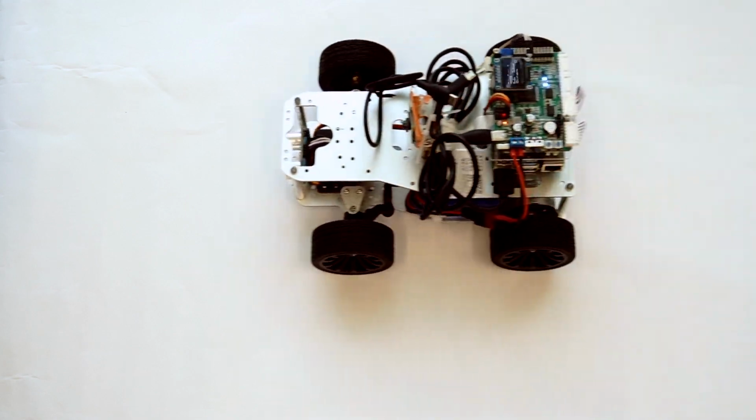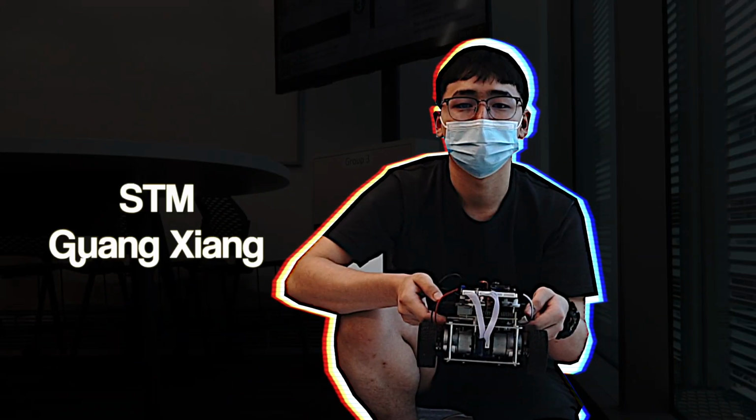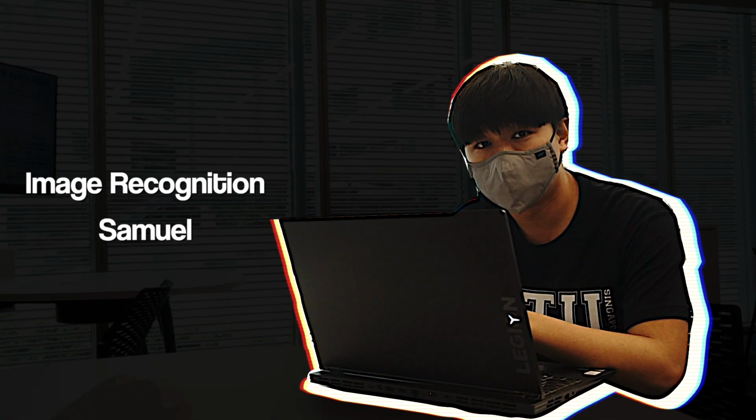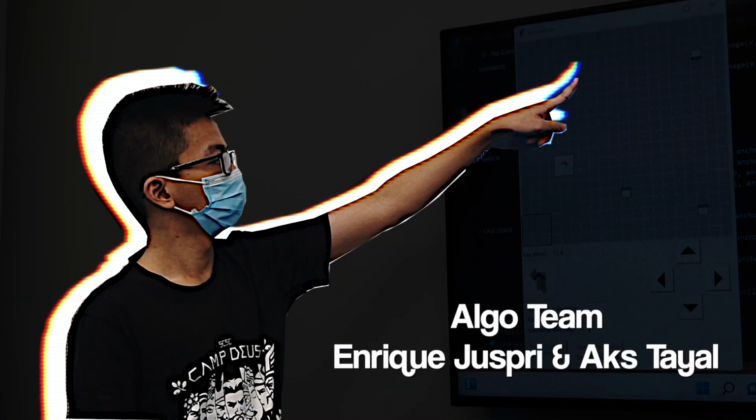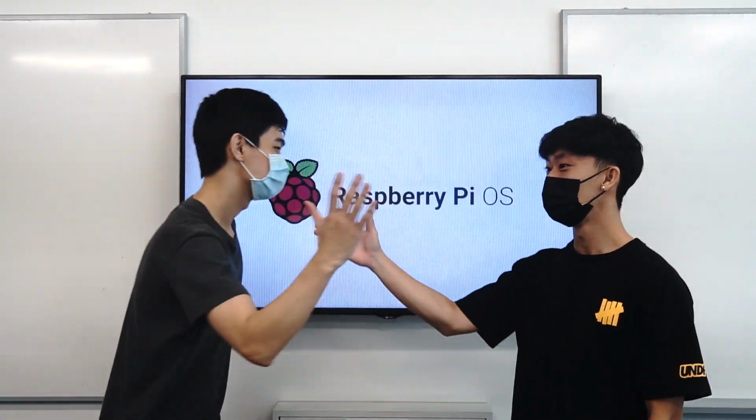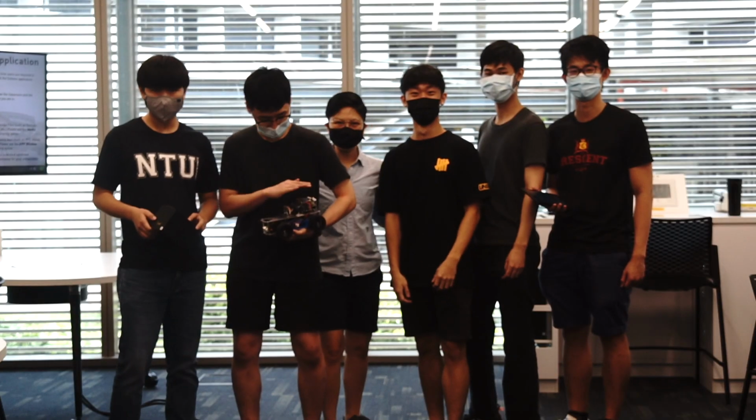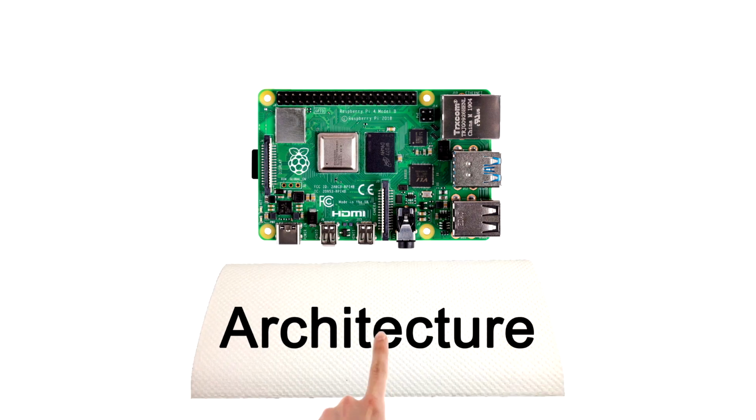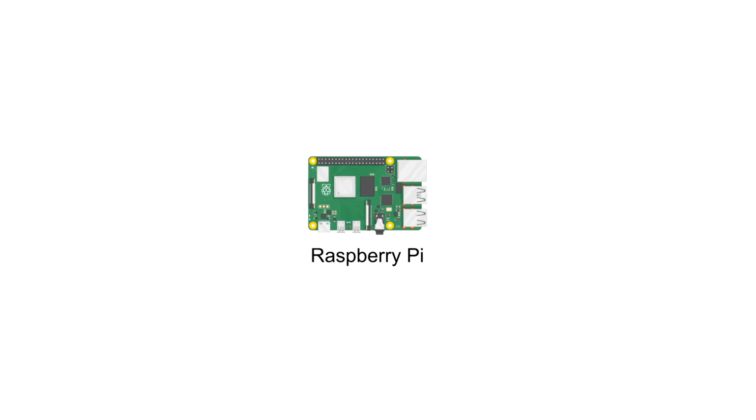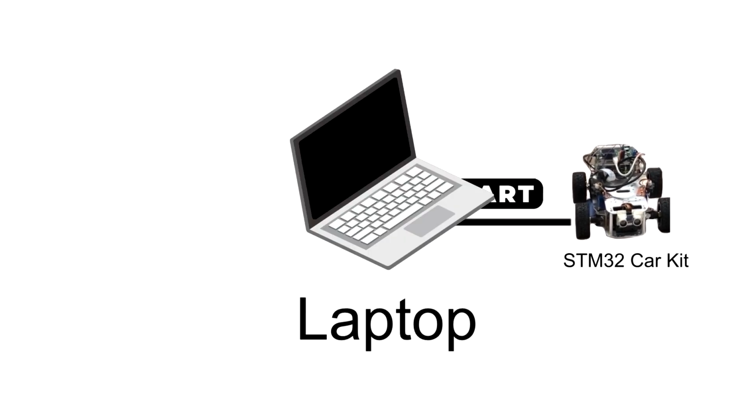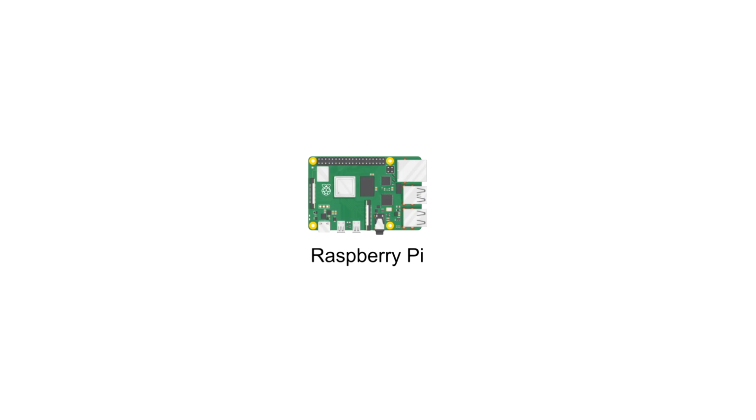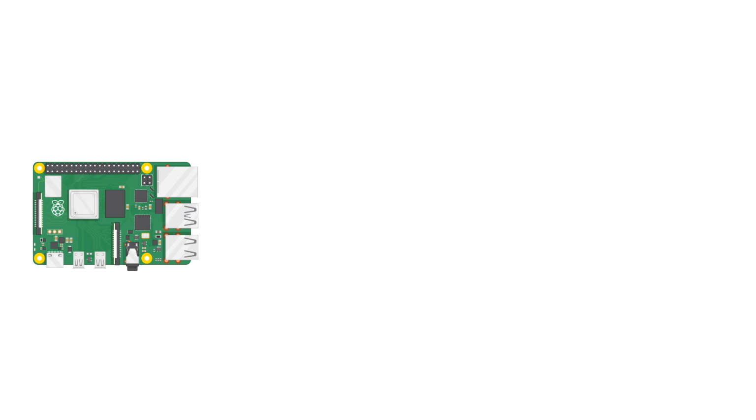Let's now meet the engineering team of the amazing robot. We begin our journey with the architecture. We have a Raspberry Pi, a STM32 connected via UART, a laptop connected over Wi-Fi, and an Android device connected through Bluetooth. The Raspberry Pi connects the various devices through the use of 3 different socket servers.